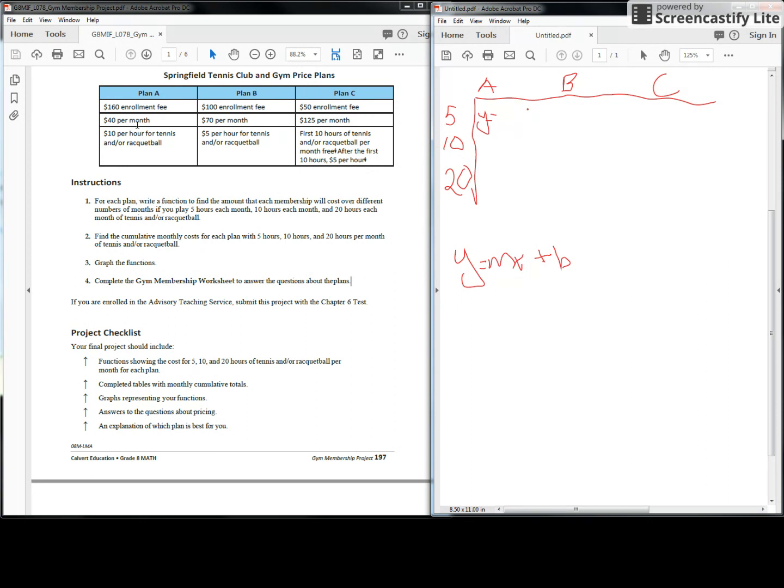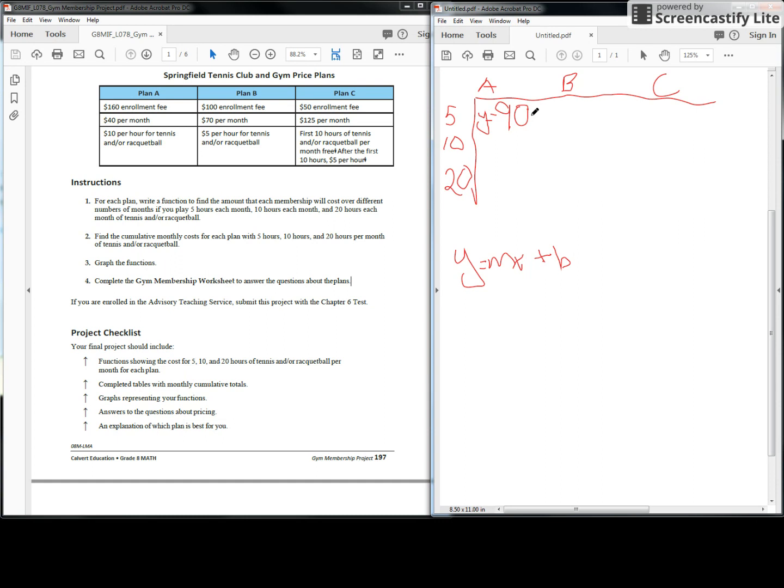5 hours of racquetball is going to be $50 per month. And then we also are doing $40 per month for the monthly fee. So 5 hours of tennis a month is $50, right? And the plan is $40 a month. So altogether, if you do 5 hours of racquetball and tennis every month on Plan A, you're going to spend $90 every month.